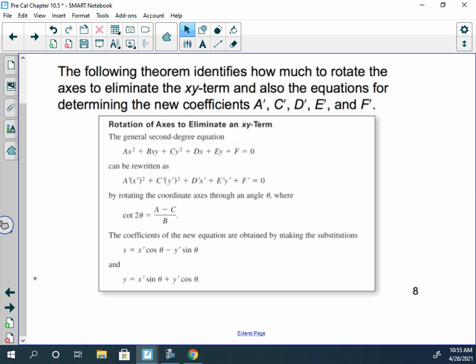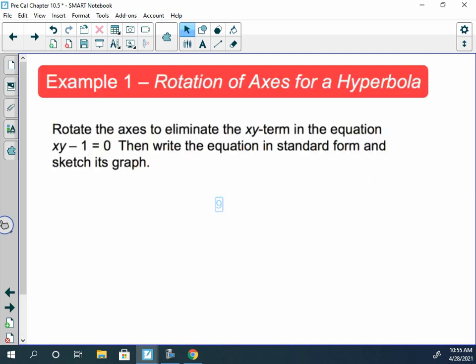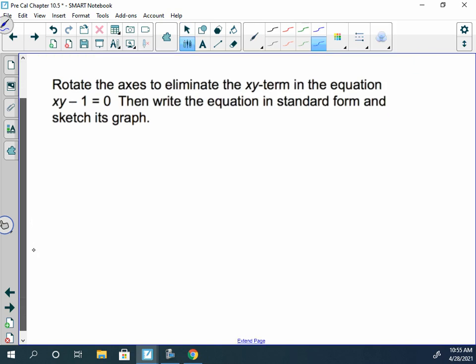And here's the key piece: y is equal to x prime sine theta plus y prime cosine theta, and x is x prime cosine theta minus y prime sine theta. We're going to get our angle from cotangent and use these to re-rotate the graph back to where it's supposed to be. So we'll look through some examples of these.